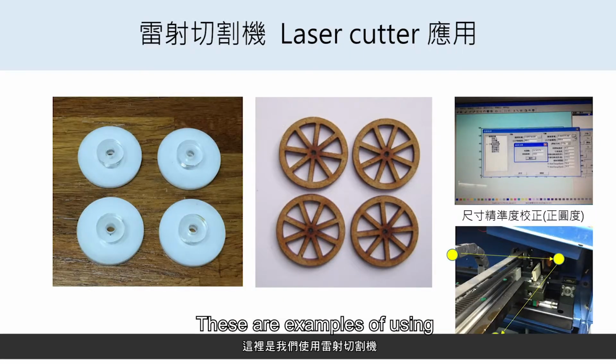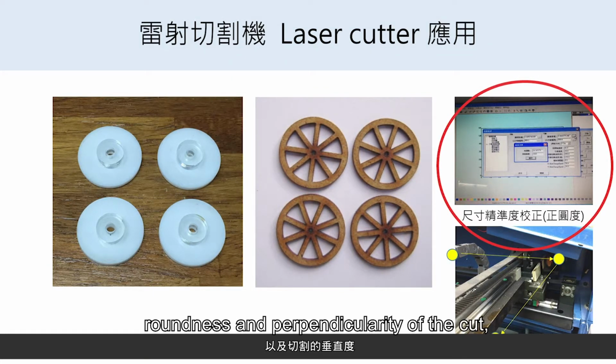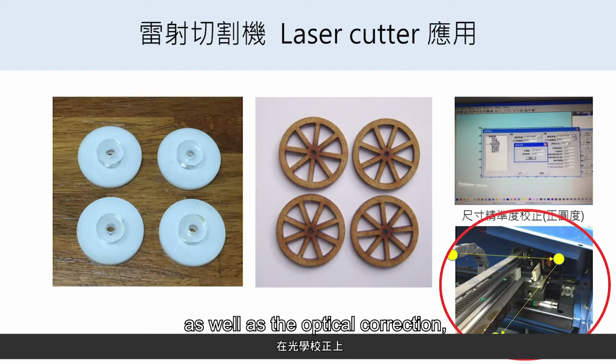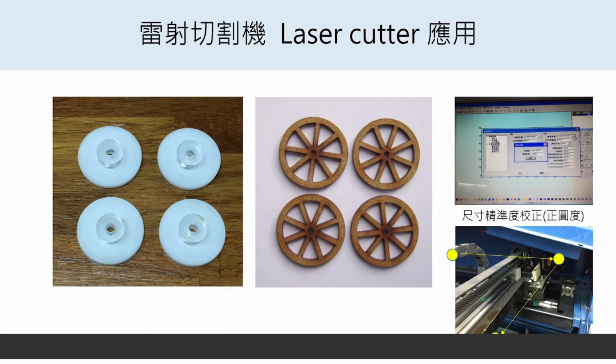These are examples of using the laser cutter to make tires needed for our compressed air racing cars. In this design and production, regarding the laser cutter's precision, especially for the case of roundness and perpendicularity of the cut, as well as the optical correction, we will further learn about its correct operation so that the quality and precision of our work can meet our needs.